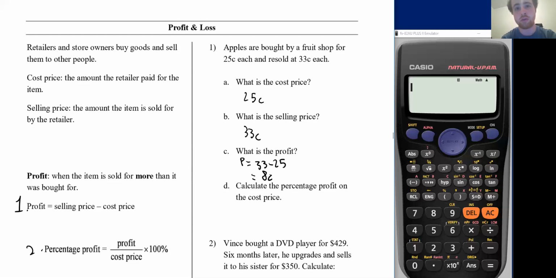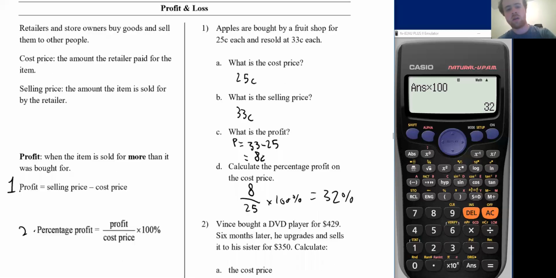You're going to have to sell a lot of apples to make a living if you're just getting 8 cents each. Now, calculate the percentage profit on the cost price. It's just going to be the profit, which is 8 cents, over the cost price, which is 25 cents, times 100%. 8 divided by 25, times 100 equals 32%. Now that's a pretty good percentage profit.